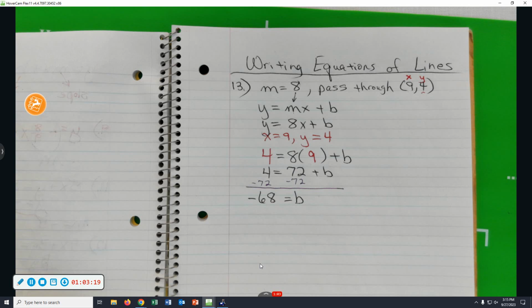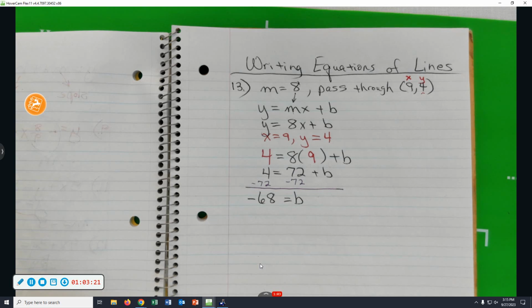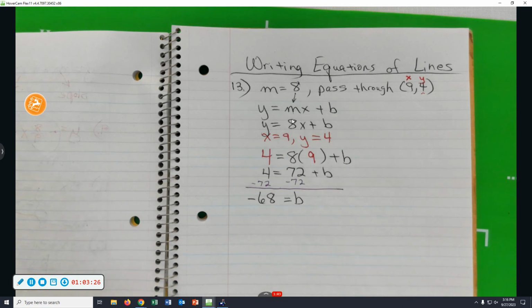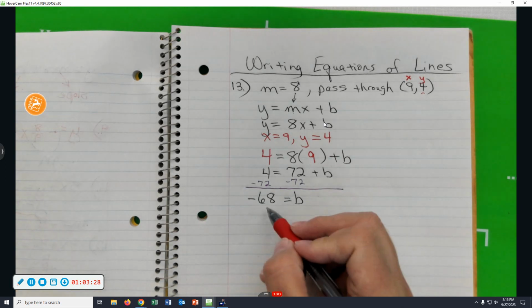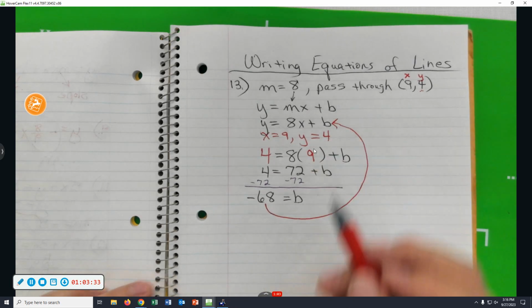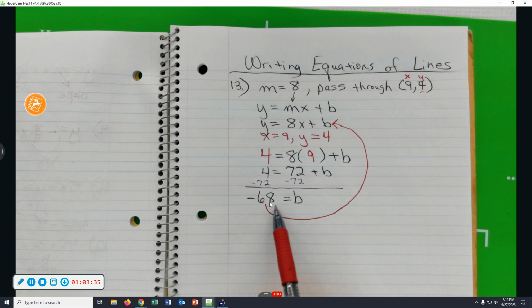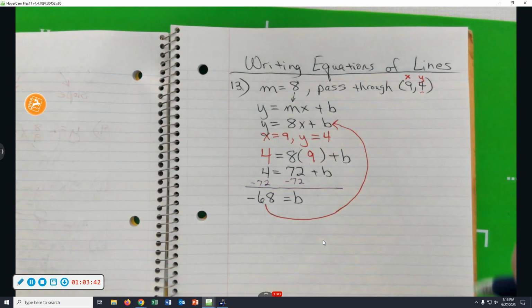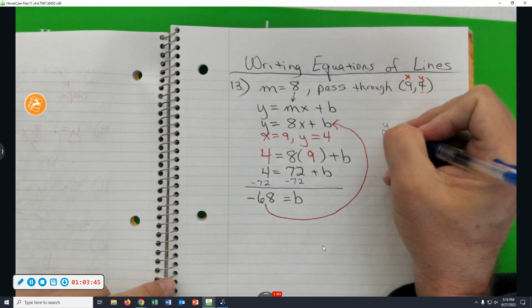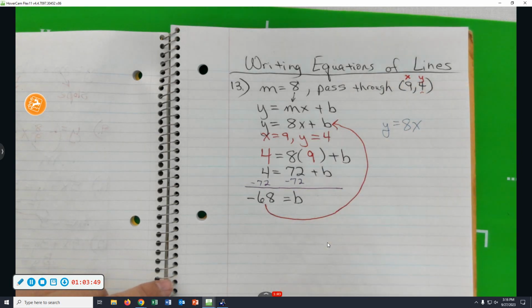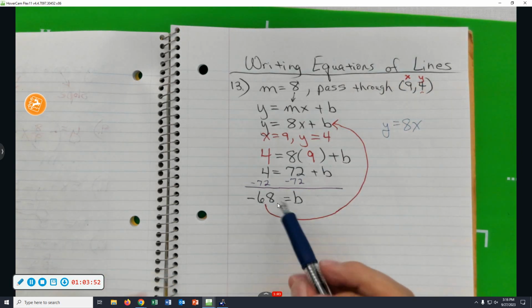Don't box that in as your final answer. The answer is an equation. Y equals mx plus b. The m is 8. The b is a negative 68. So your answer is y equals the equation of the line. Y equals 8x. And instead of a plus b, what have we got? Minus 68.